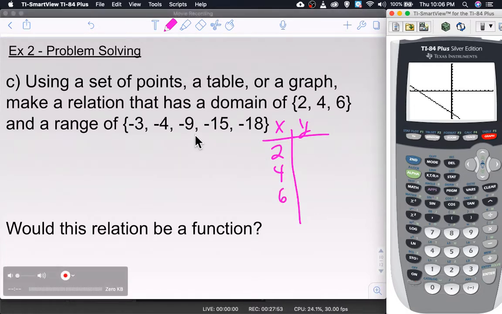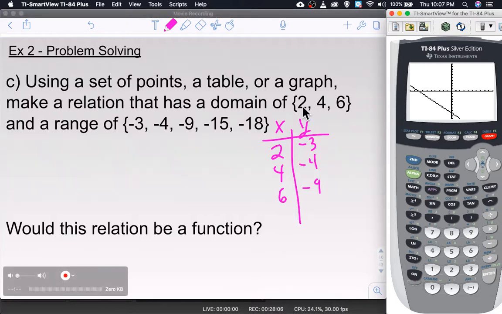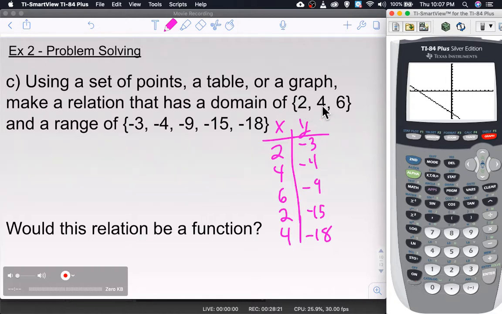And so now, I have to use all 5 of these numbers. There's no real special trick to this. Yours may not look like mine. I'm going to start off -3, -4, -9. Now, I kind of have to reuse more x values, don't I? I can't just stop here. I have to use these other ones. So there's another 2 and another 4. Sure. And then -15 and -18. Why not? So now I've used 2, 4, 6, 2, 4, 6, 2, 4. I've used all 5 of my range values, -3, -4, -9, -15, and -18.